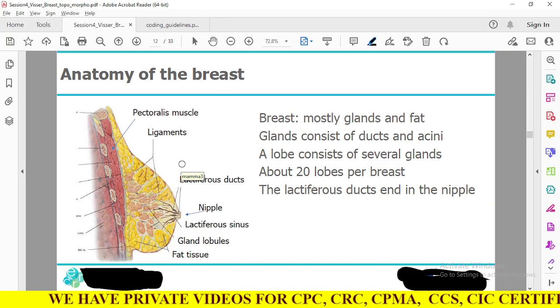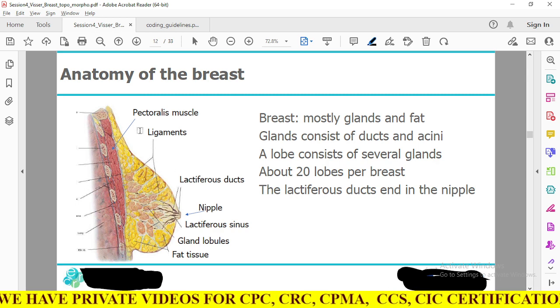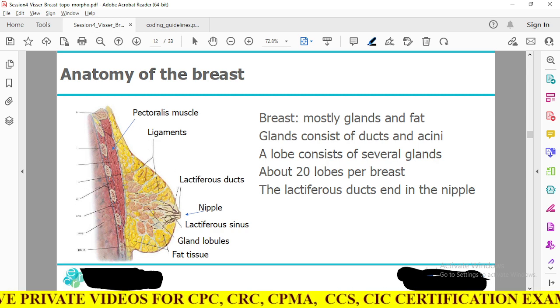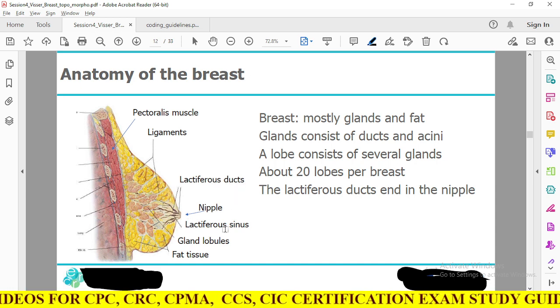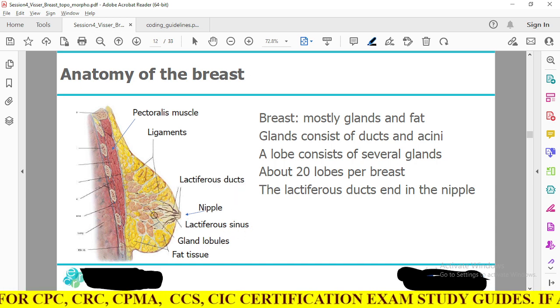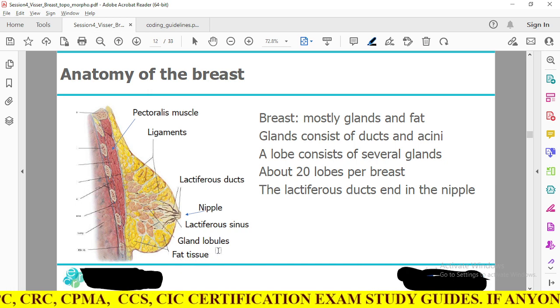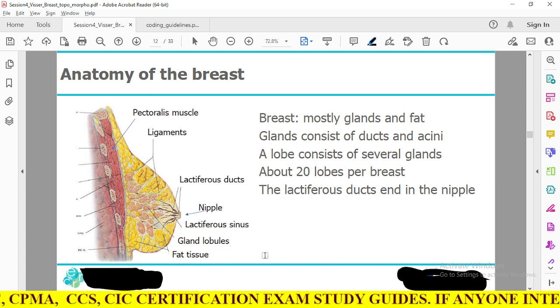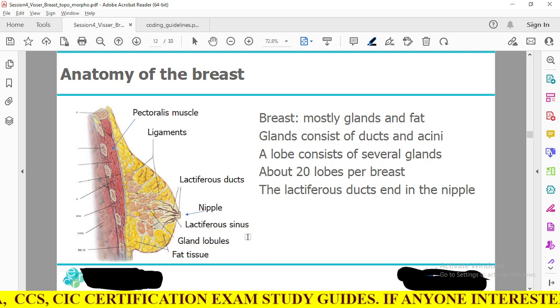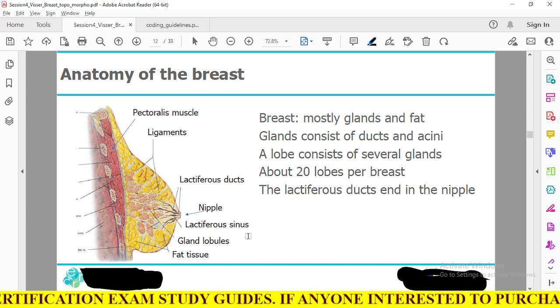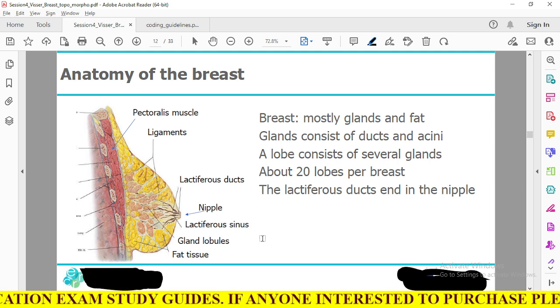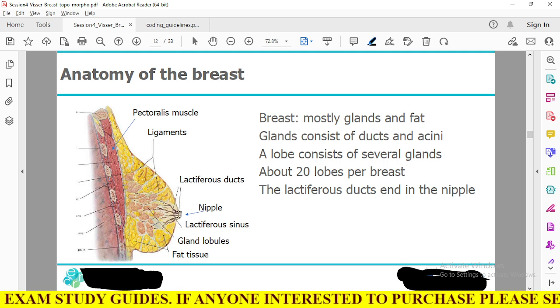So if we see the breast anatomy, these are pectoralis muscles, these are ligaments, these are lactiferous ducts, nipple, lactiferous sinus, gland lobules, and fat tissue. So the breast is mostly glands and fat; glands consist of ducts and acini. A lobe consists of several glands, about 20 lobes per breast. The lactiferous ducts end in the nipple. So these will end in the nipple.